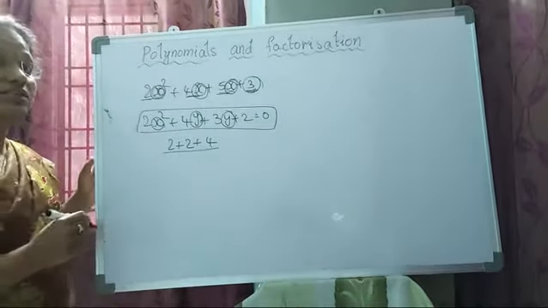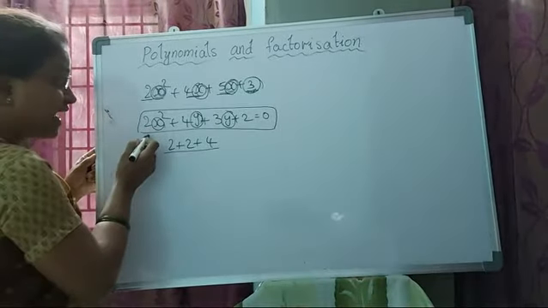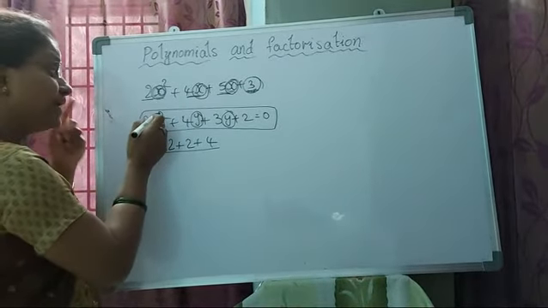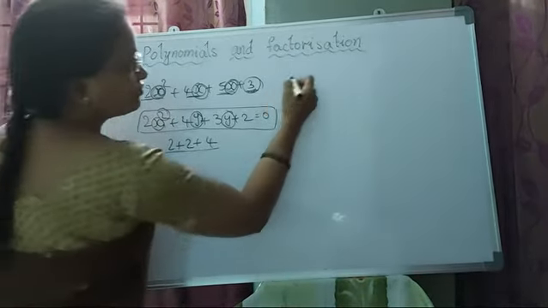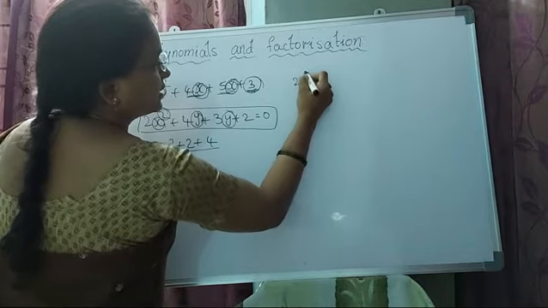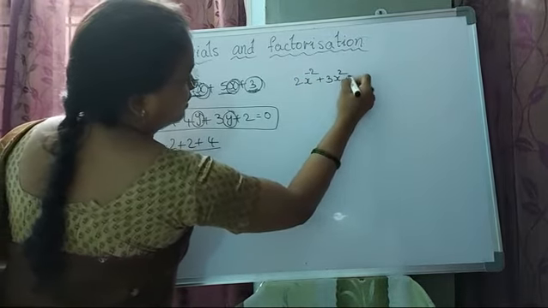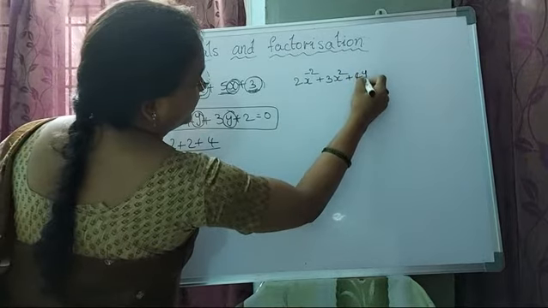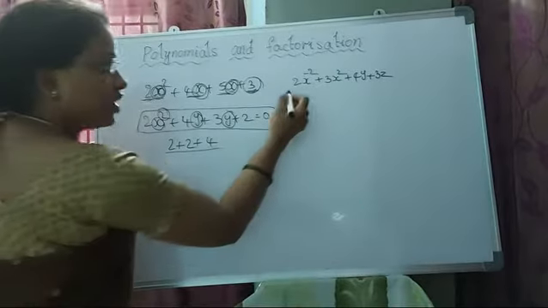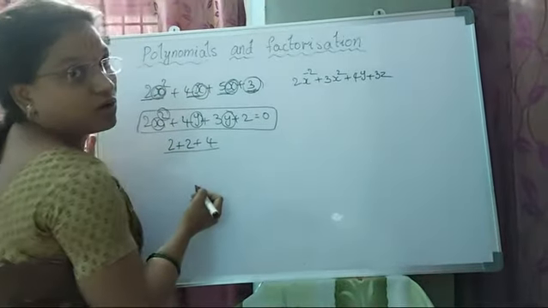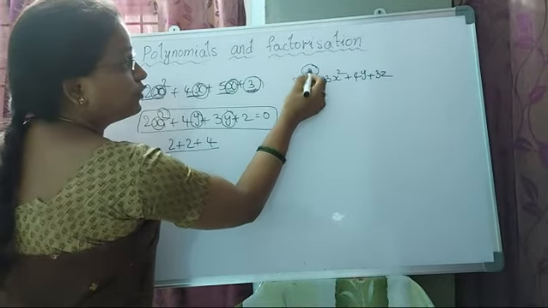We call this algebraic expression a polynomial if it has non-negative integers as powers. That means, see, 2x power minus 2 plus 3x square plus 4y plus 3z. This is an algebraic expression, but it is not a polynomial. Why? Because see here, the power is negative.